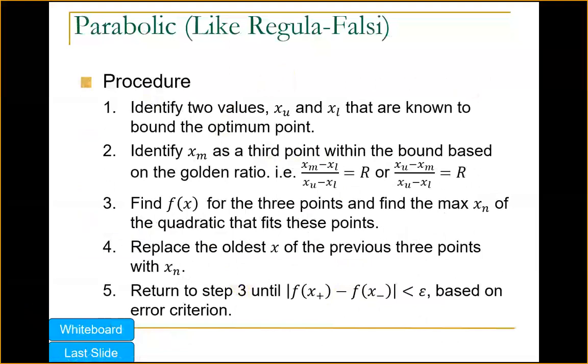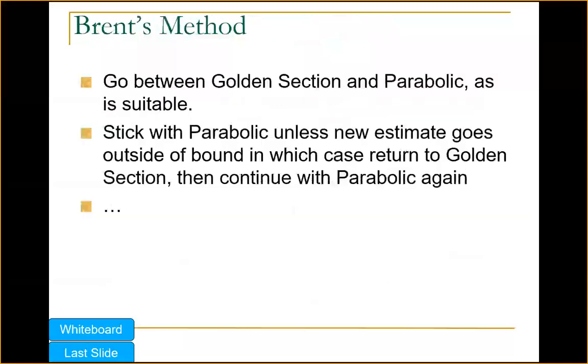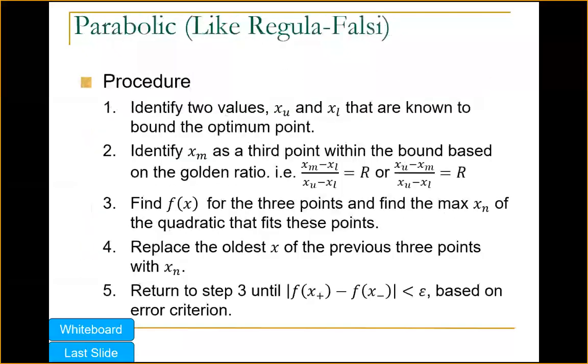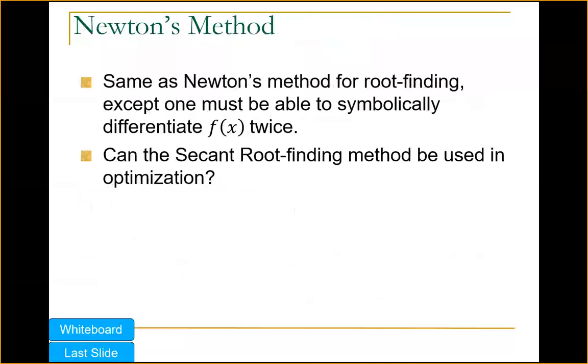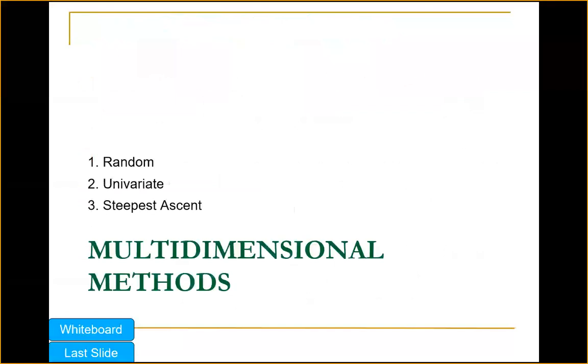We'll stop here for the night. The next method would be regula falsi, or parabolic, but parabolic is really an upgrade of the golden section, just like regula falsi was an upgrade of the bisection method. I won't go into any of the other methods. It's there for your reading. But next week we have to deal with the multidimensional methods. They're very critical.